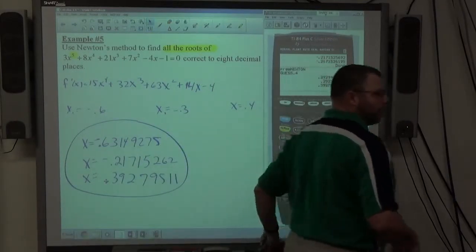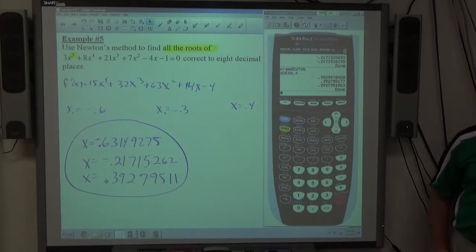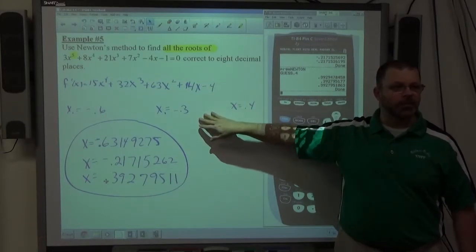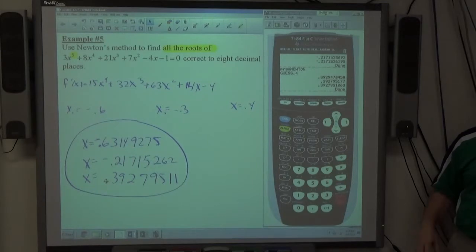Make sure you're rounding these to the correct number of decimal places. I do account for that when I'm grading. But again, the calculator is doing all the hard work for you. I'd expect to see where you found the derivative on your paper. I want to see what your guesses were, that kind of thing. I'm going to assume that you're doing the right research on the graph to get decent guesses.